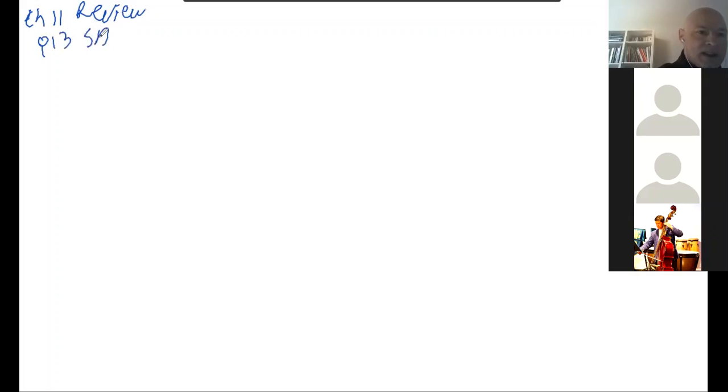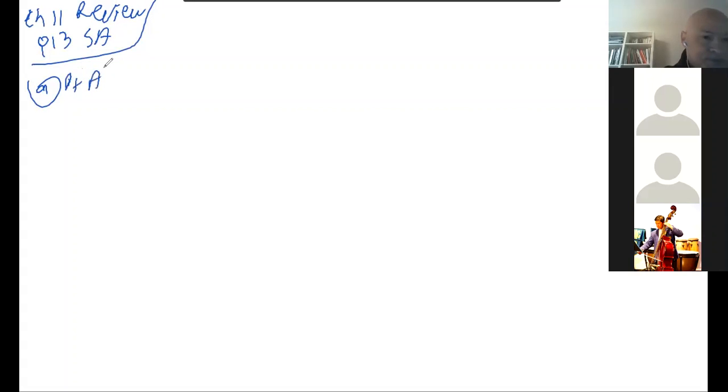I won't draw the picture, but if you can have the book open, it's page 529, then you can see what I'm talking about. I had to do the whole question because I can't concentrate without the question. So this is chapter 11 review, question 13 from the short answer. Part A says to find the points A and B.